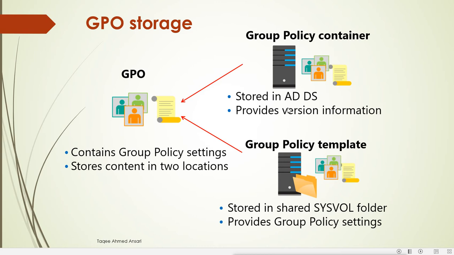That means whenever we edit the policy, the version changes and it needs to be updated. So it provides the version information from the domain controller. It is stored on the domain controller in the group policy container of Active Directory. Then it is also stored in the group policy template. These policy templates will be stored in the SYSVOL share folder, and that folder is shared from the domain controller.